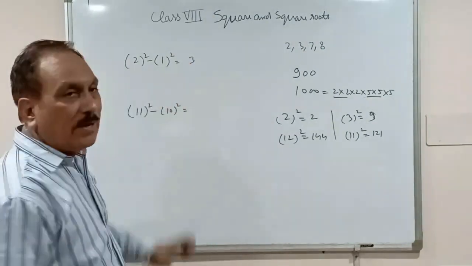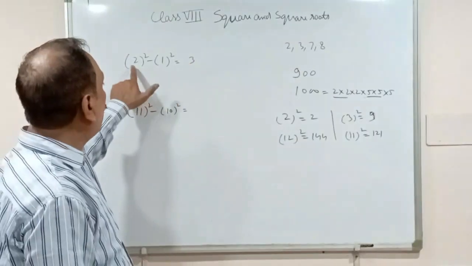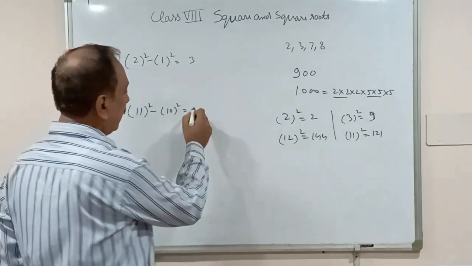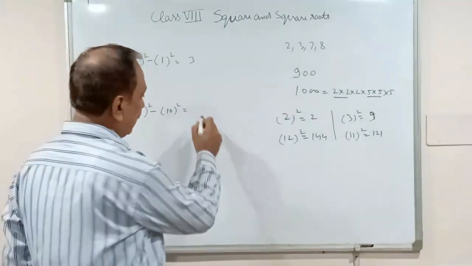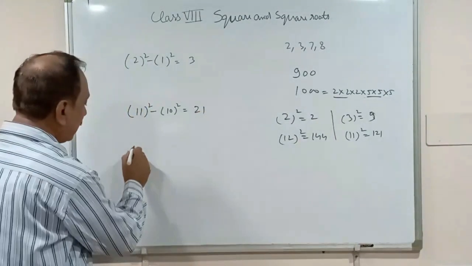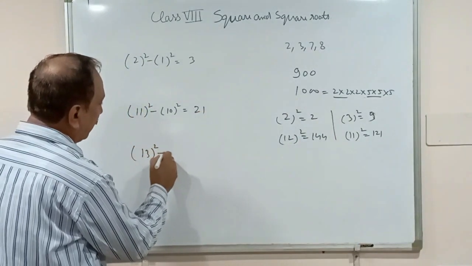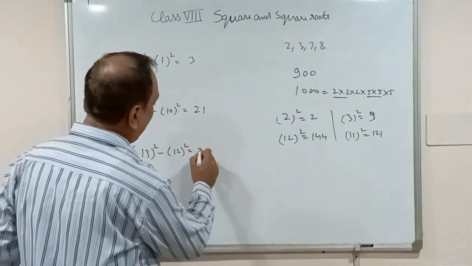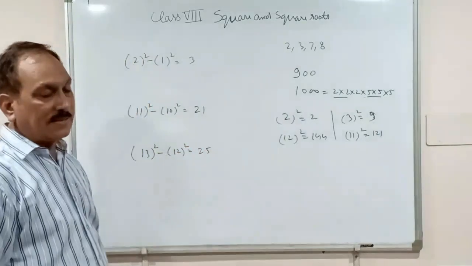जो भी डिफरेंस है उसके लिए डायरेक्ट कर सकते हैं. What is 2 plus 1? 3. What is 11 plus 10? 21. या 13 square minus 12 square. दिस इज 25. आप इजीली चेक कर सकते हैं.